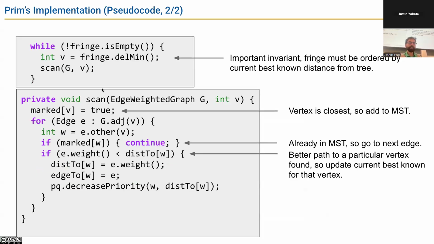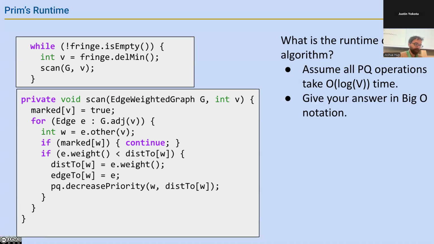Okay, so what does scan look like? First, we mark the vertex true to say this is the vertex that's closest, so we're going to add the thing we're scanning from. We're removing it from the fringe, and it's basically committing to say we're done. This vertex is permanently not considered again. Then we'll consider all of our outgoing edges. If we see a vertex that's already marked, we don't need to think about it. If instead the other vertex isn't marked, we'll check, is the path better than what we already know? If so, we update distance to, edge to, and then we move the item up in the priority queue. All right, hard question for you. What's the runtime for this?